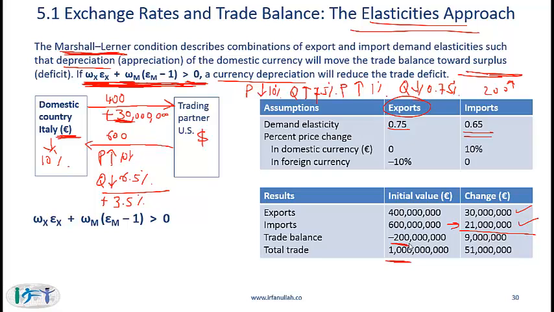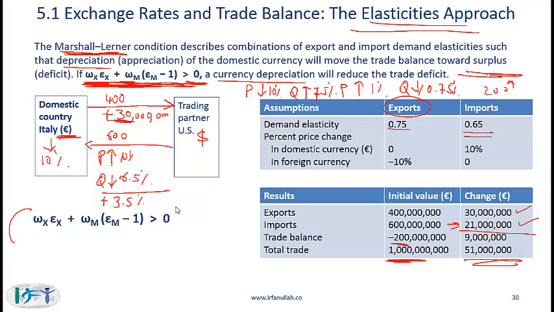Initially, our trade balance was a deficit of 200 million. Now that deficit has been reduced by 9 million. Initially, the total trade was a billion. Now that total trade has increased by 51 million because both the imports and the exports have increased.